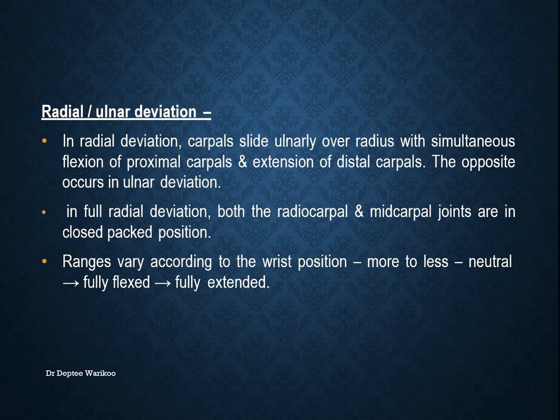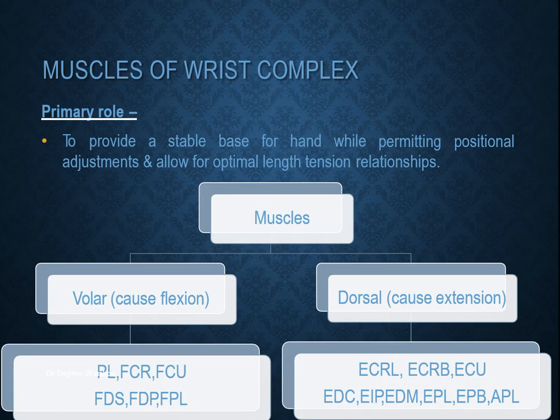In full radial deviation, both the radiocarpal and midcarpal joints are in closed pack position, and the ranges may vary according to the wrist position. That means whether your wrist is in neutral, flexed, or fully extended. It depends on the position of your wrist. So next is muscles of the wrist complex.